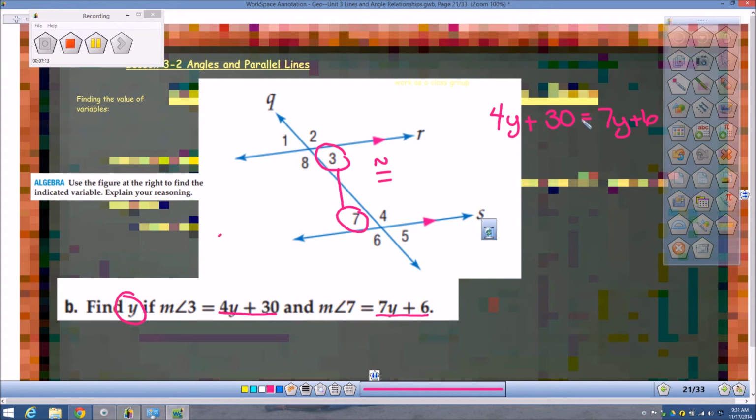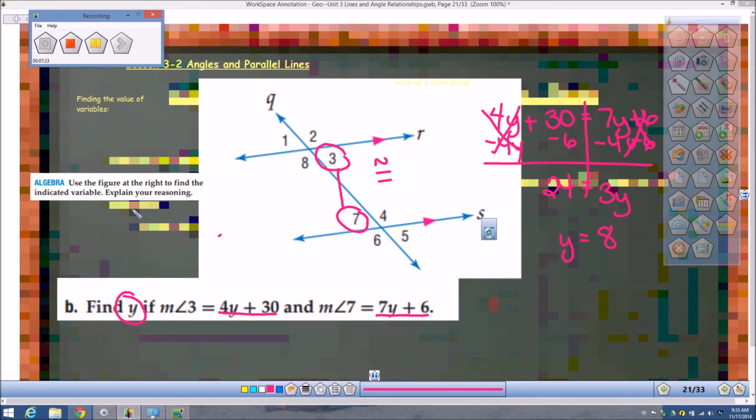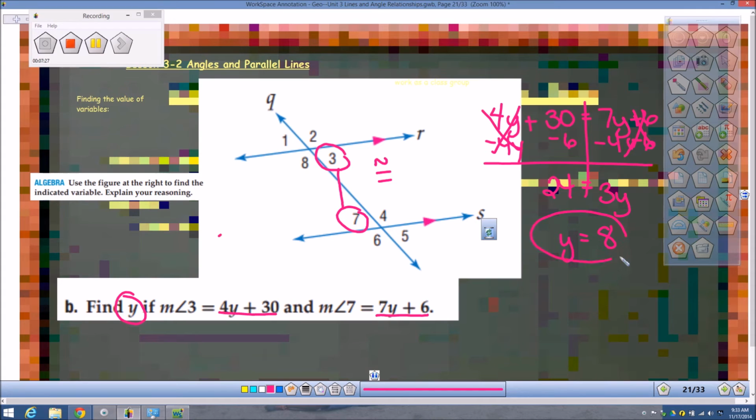And then you'll solve it from there to find out what y equals. Go ahead and pause and work this through, and we'll see if you're right here in a minute. Okay, so when I did it, I worked it out, and I got y equals 8. I hope you got the same answer.